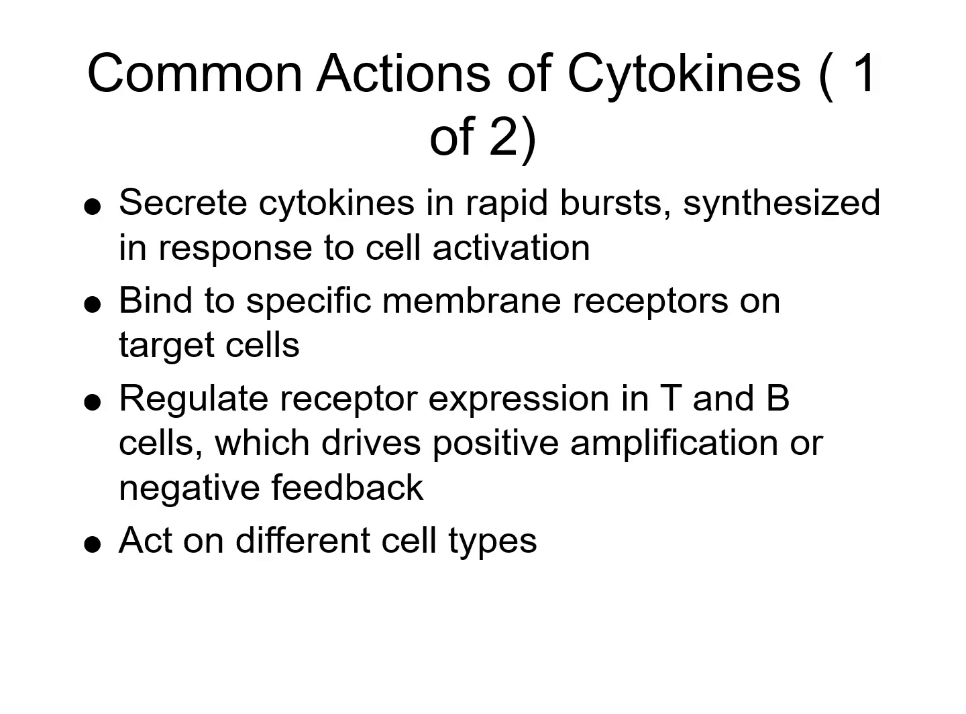Some common actions of these cytokines. Cytokines are signaling molecules secreted by immune cells. They are produced rapidly in response to cell activation. The mechanism of action, or how they work, is they bind to specific membrane receptors on target cells, and they regulate immune cell behavior, including those T and B lymphocytes.